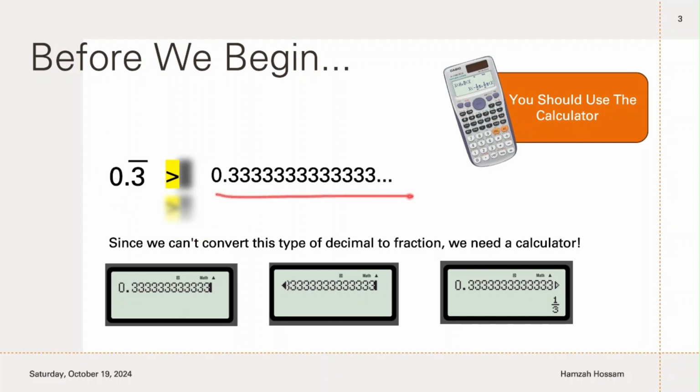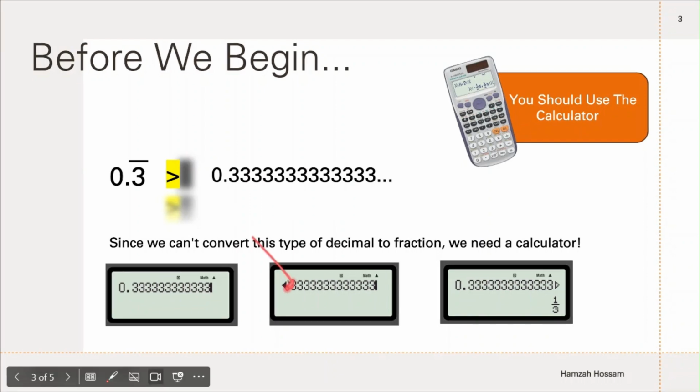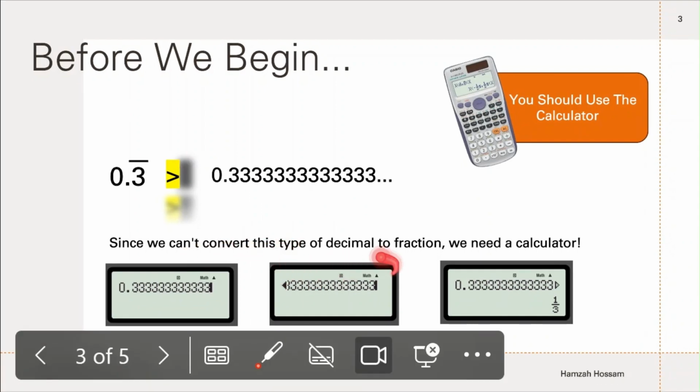Anyway, if the decimal is infinite, make sure you do it like this. It's an arrow. Since we can't convert this type of decimal into a fraction by hand, we need a calculator. So first, just type and continue like this until you see this arrow. You can see it. Let me magnify. Can you see the arrow, right? There you go.